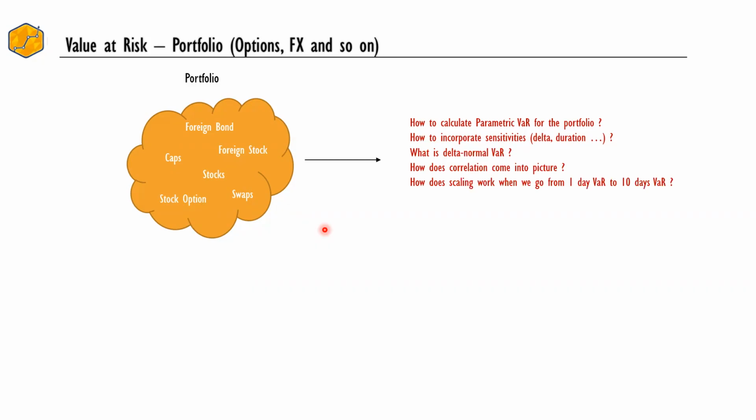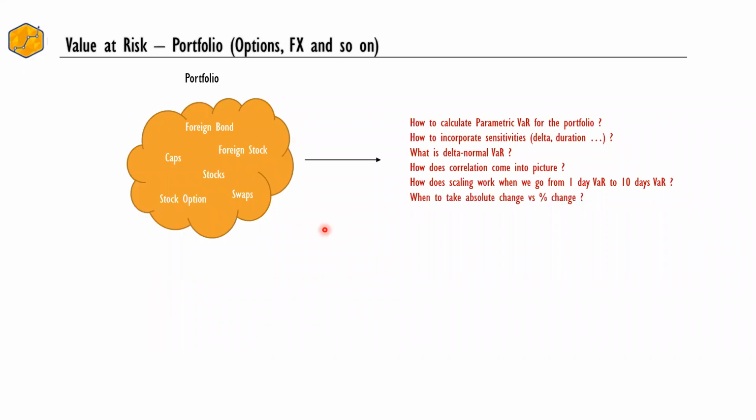How does scaling work? When we go from 1-day value at risk to, let's say, 10-day value at risk, we multiply by a square root of 10. How does that come into the picture? Okay, all of these things actually boil down to understanding 3 important concepts. So we'll talk about that.